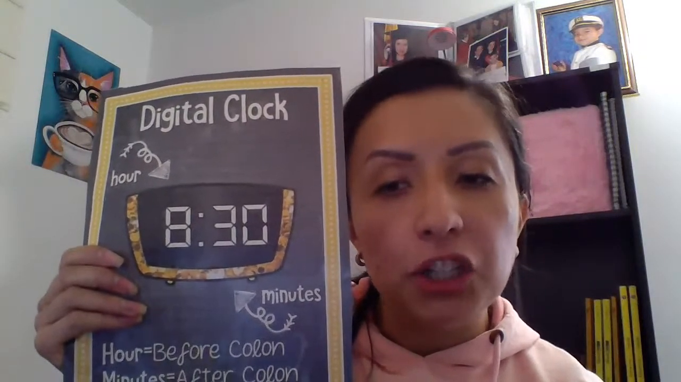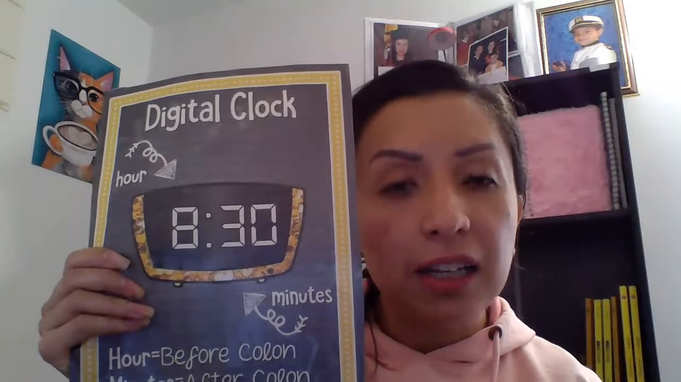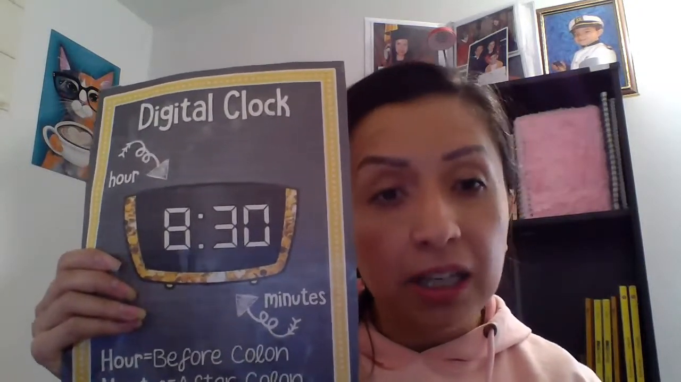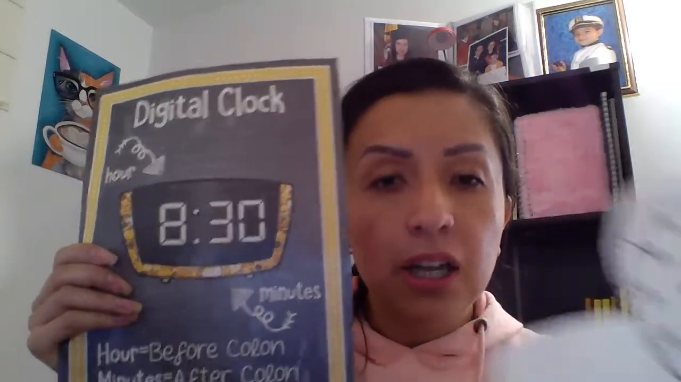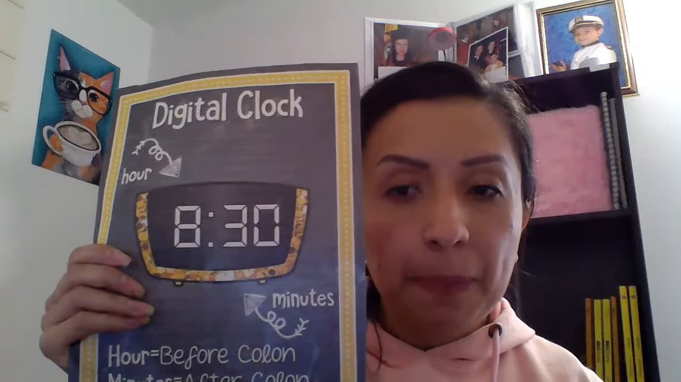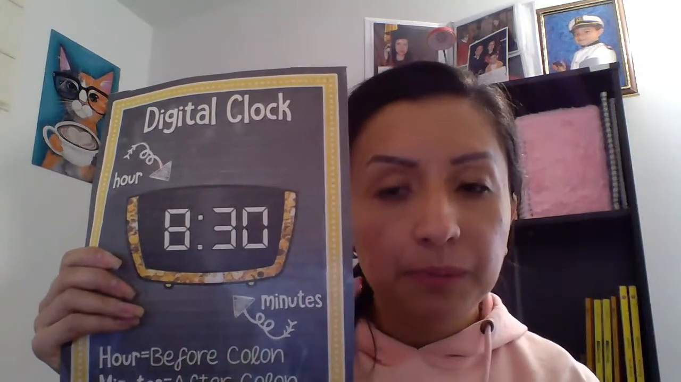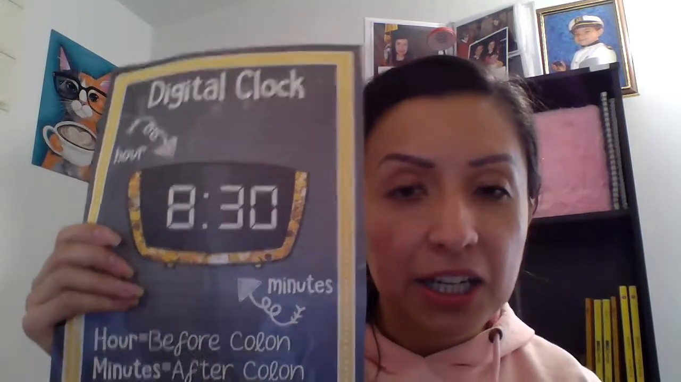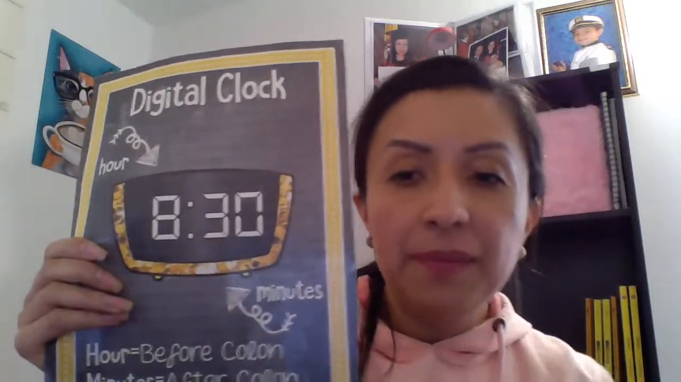And now, for example, this is easier to read. What time is it here in a digital clock? It's easier to read a digital clock than to read an analog clock. So we have here, what time is it here in the digital clock? Okay, what time is it here?